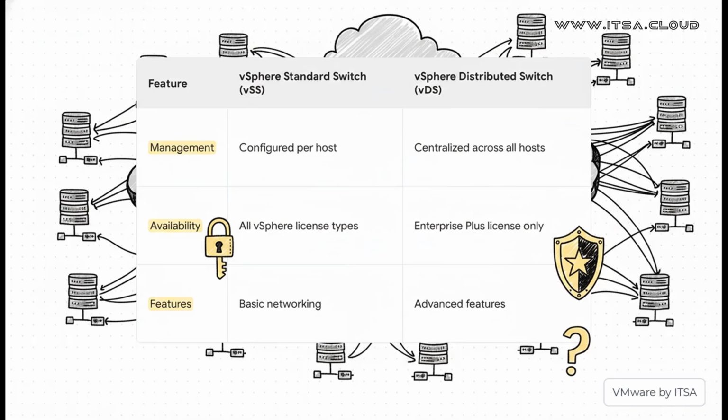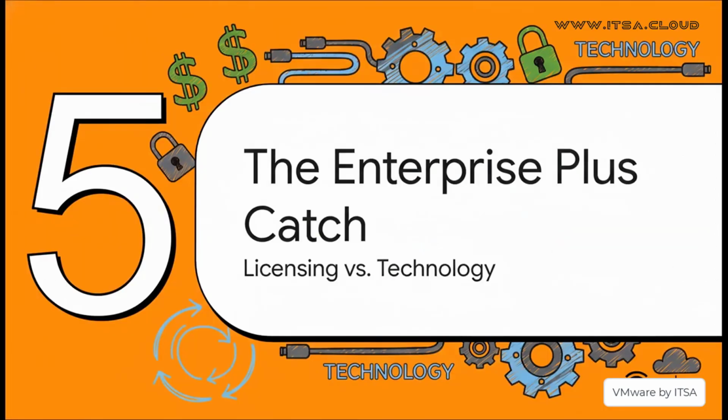The distributed switch, or VDS, on the other hand, is a completely different beast. It gives you a single centralized place to manage networking across all of your hosts, and it unlocks a ton of advanced features. But there's a pretty big catch. And this right here illustrates one of the most important things you'll face when designing a virtual network. The decision isn't always purely technical. A lot of the time, it comes down to licensing and, well, budget.